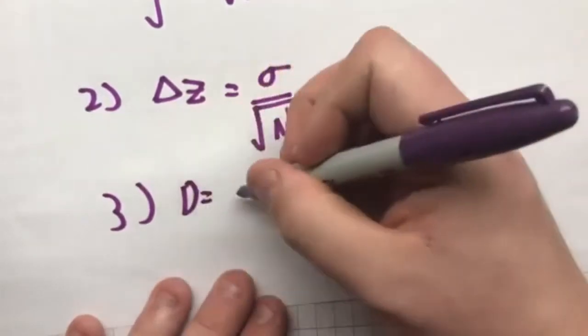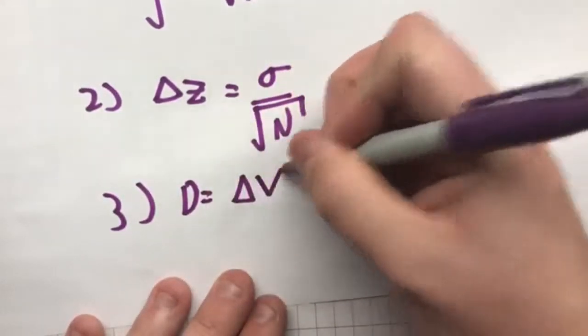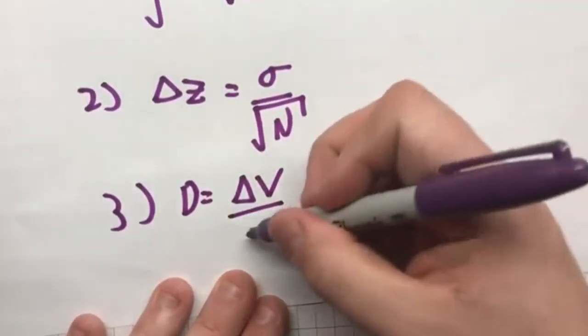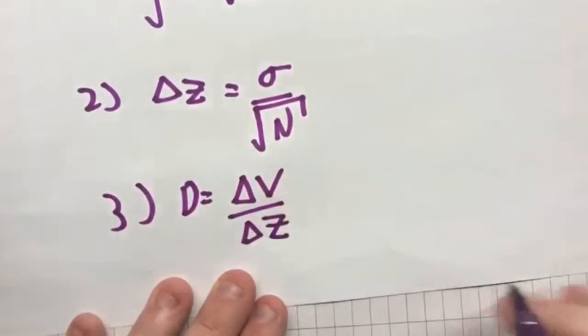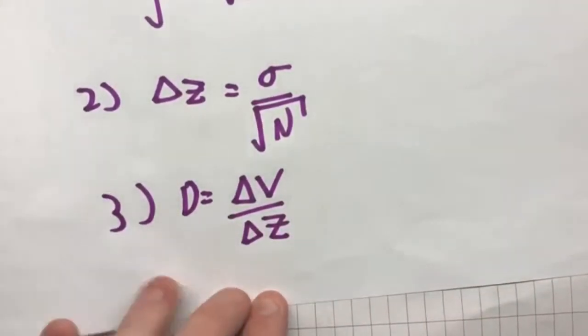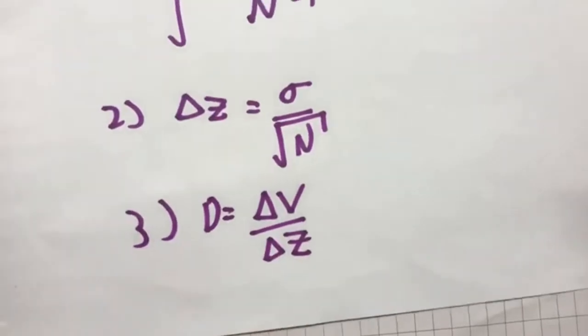This third equation finds the voltage per division, where delta z is the change in time during the voltage change, d is the voltage per division, and delta v is the change in voltage between 0 and 99 volts.